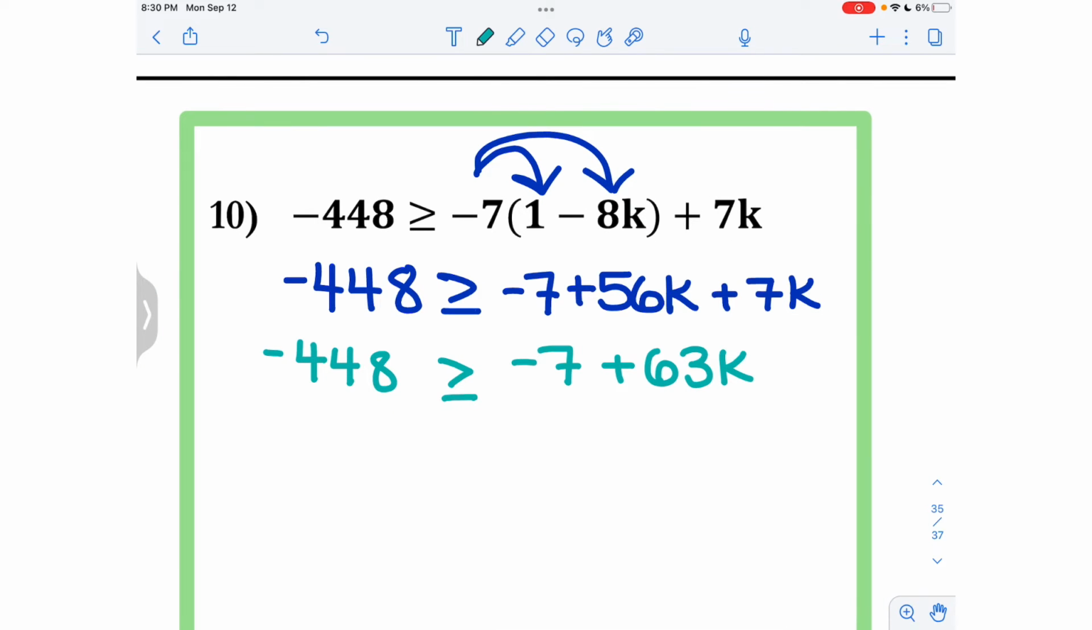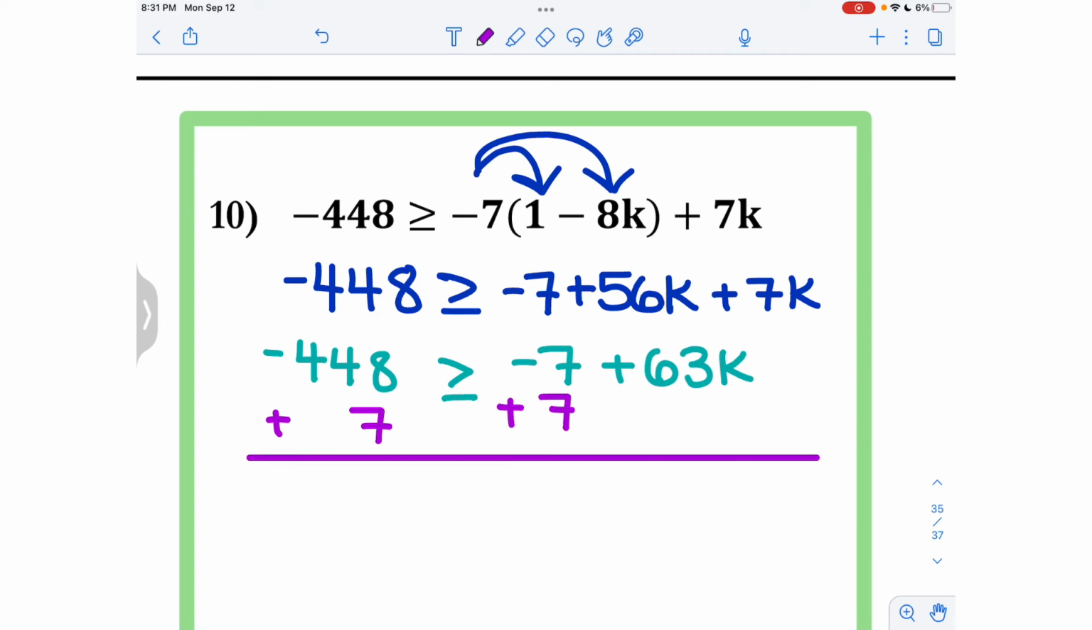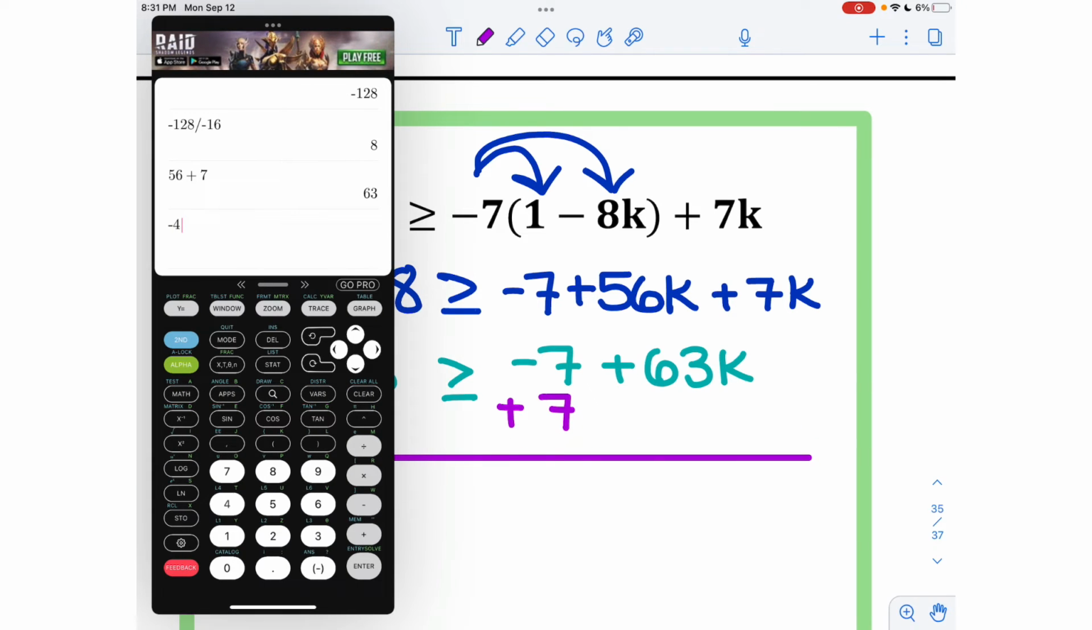Same symbol. All right, I'm going to get the K by itself and then I'm going to rewrite it so that it's on the right side. Okay, again, I'll show my work. Negative 448 plus 7 is negative 441.